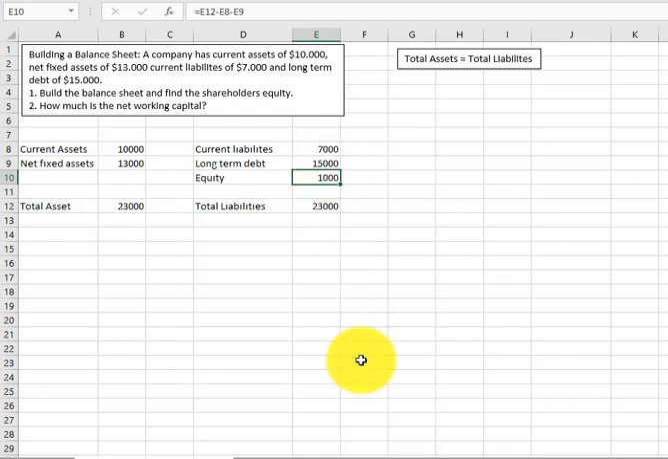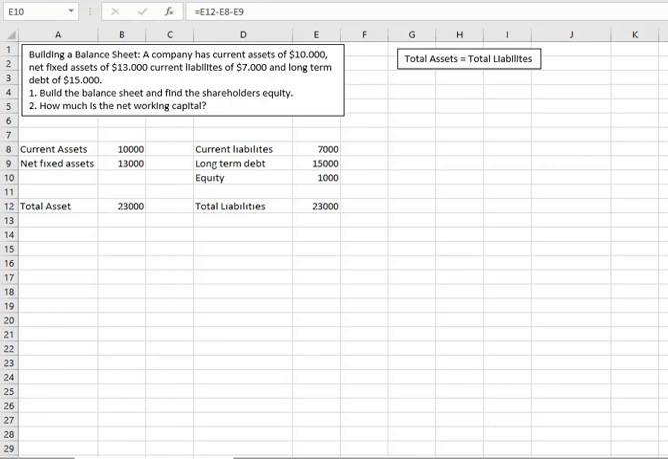So our shareholders' equity is calculated as $1,000. Now we have calculated the total equity and built the balance sheet.